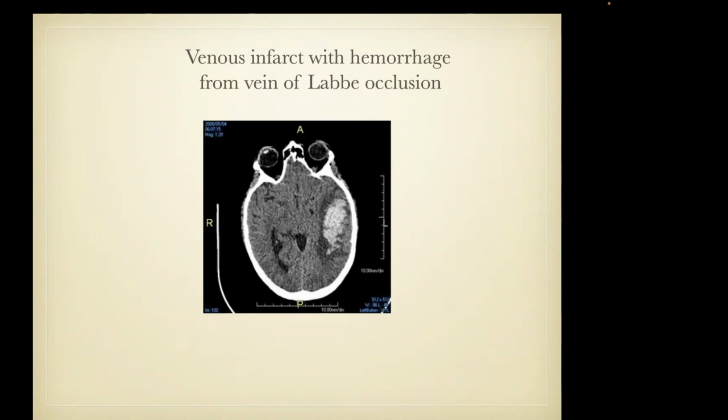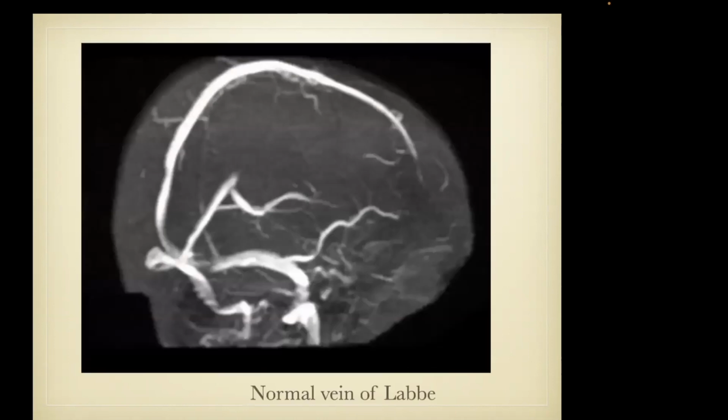differential. Could this represent an arteriovenous malformation? Could this represent a tumor? They seem to forget the possibility that venous occlusion can result in a hemorrhagic infarct. This proved to be a vein of Labbe occlusion.